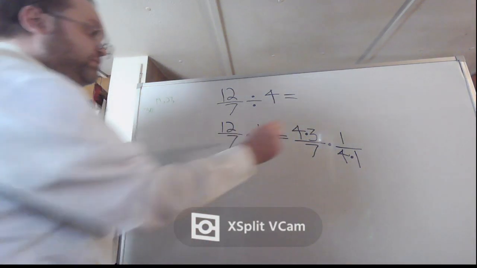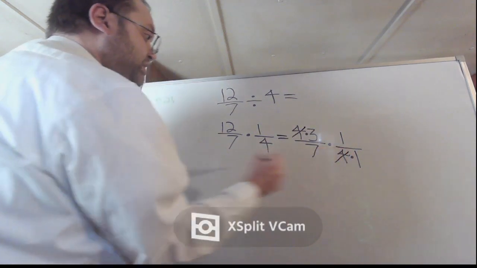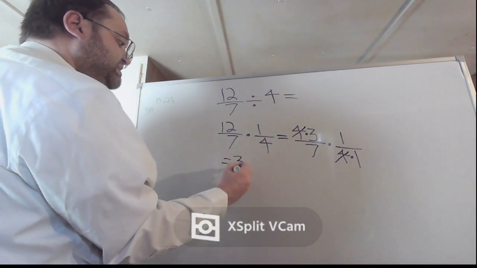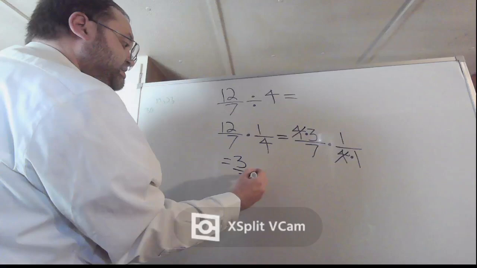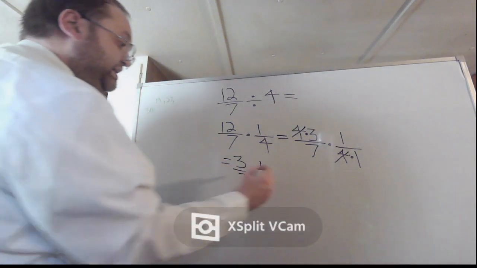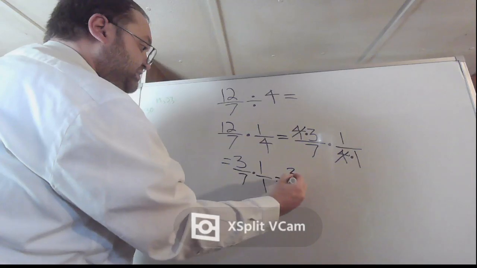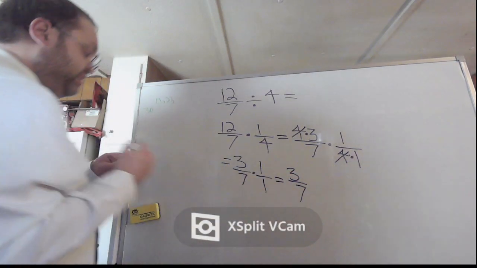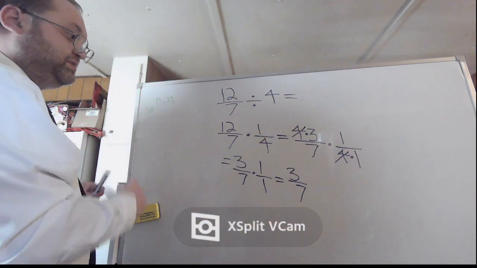We got a common 4 we can cancel out. This will leave you with 3/7 times 1/1, which multiplying by 1's easy. That would just give you 3/7. And that would be your final answer, 3/7.